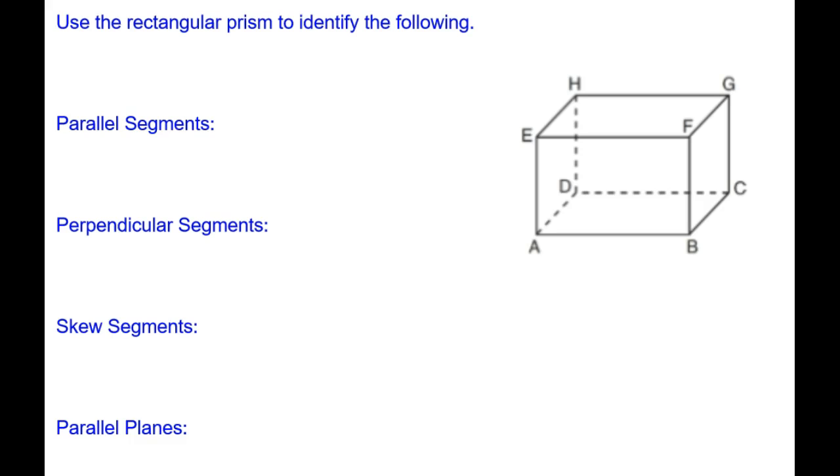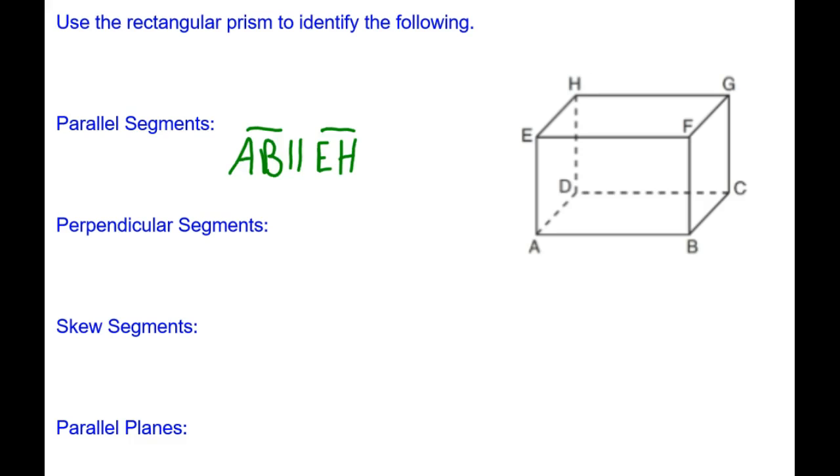In our first example, we want to use the rectangular prism to identify the following: parallel segments, perpendicular segments, skew segments, and then parallel planes. There are going to be many different possibilities we could list for these examples. We're just going to list one for the sake of time. First, parallel segments. If I'm looking at plane ADHE, this side of the rectangular prism, I know AD is going to be parallel to EH. They're coplanar and they will never intersect, so AD is parallel to EH.